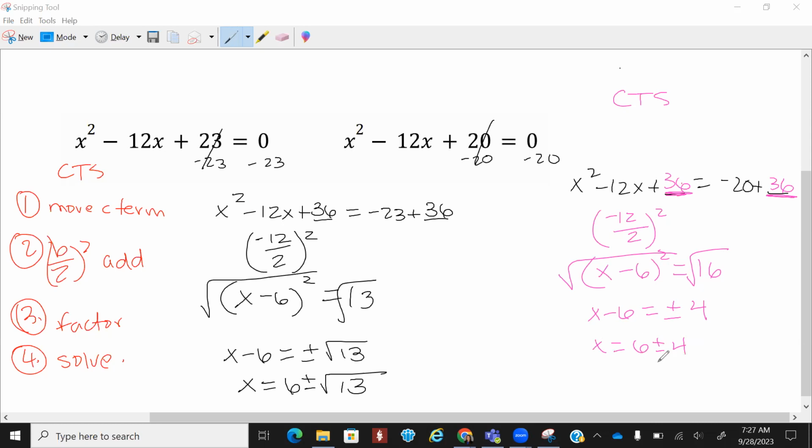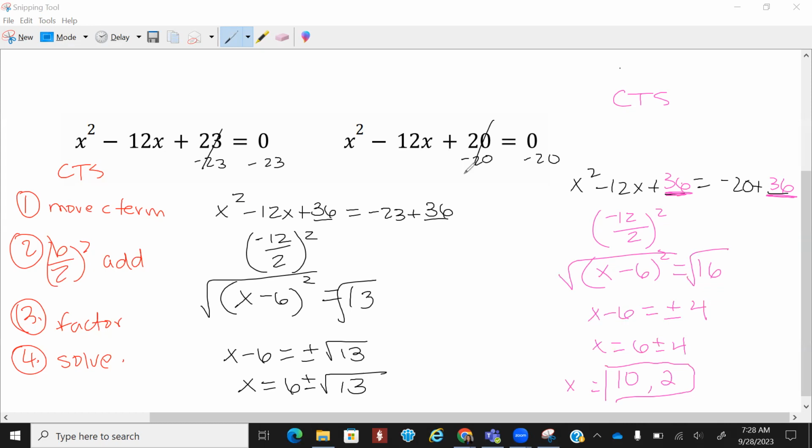Can we simplify this? Yeah. What's 6 plus 4? 10. What's 6 minus 4? Positive 2. So I got 10 and 2. Max, did you get 10 and 2?